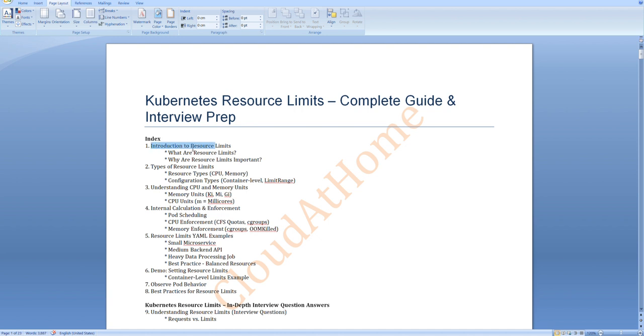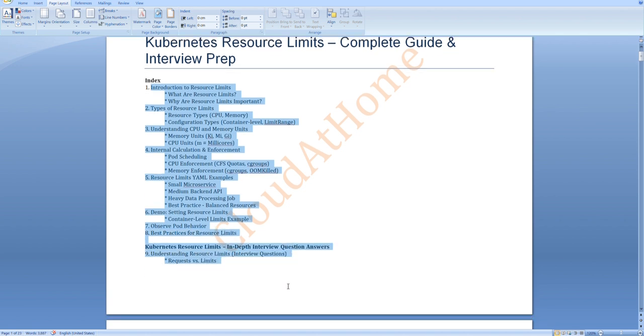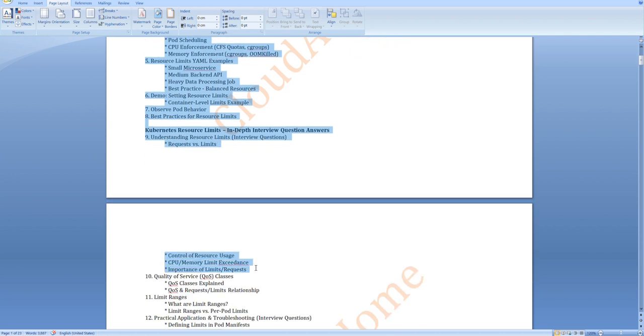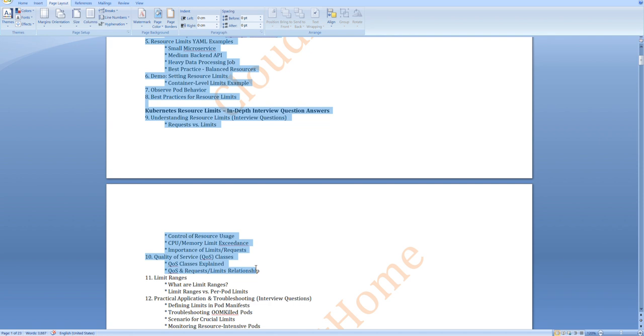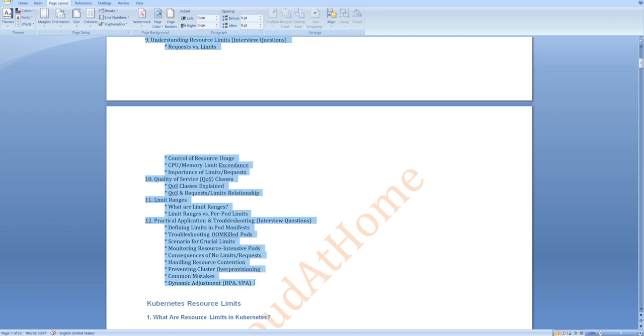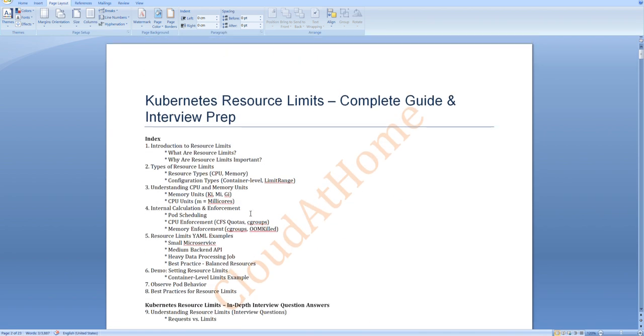So this is the index. If you see what we are going to cover, we will discuss resource limits, types of resource limits, understanding CPU limits, CPU and memory units, and how it is calculated. Then YAML files, then pod behaviors. Then we will see in-depth Q&As that can be asked in your interviews. Then quality of service, limit range, practical guidelines and practical applications, and in the end we will see HPA and VPAs as well. So these are all the things we are going to cover.